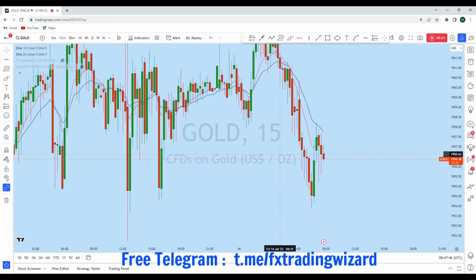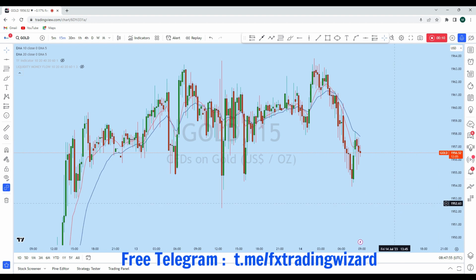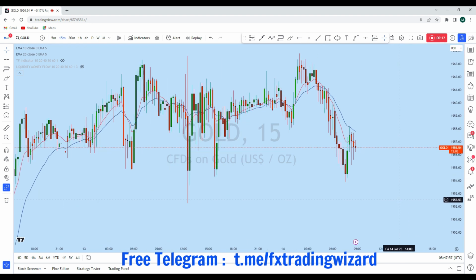Hello trader, I'm going to do a complete multi-time frame analysis on gold. Let's see what kind of trading opportunity we currently have in this instrument. From the lower time frame, we can see that gold is currently showing a significant trading opportunity.